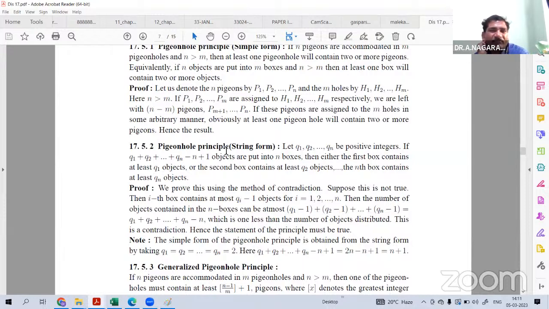They are assigned to the m holes in some arbitrary manner. Which box I want to keep them in, I will not give any direction here. We can keep them in any manner, arbitrarily. So obviously at least one pigeonhole will contain 2 or more pigeons. Hence the result is good. Generally you can say that.